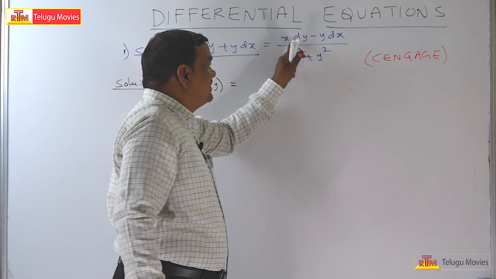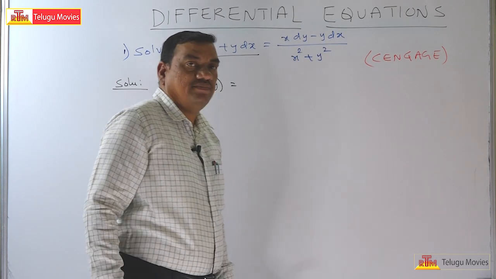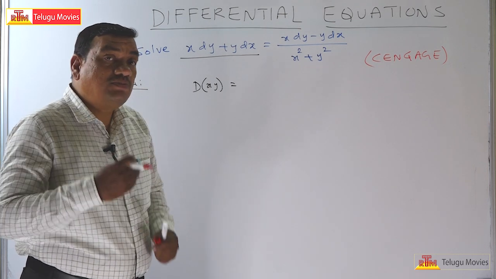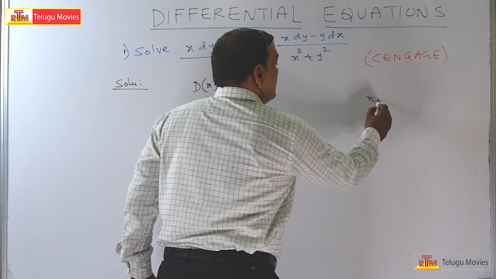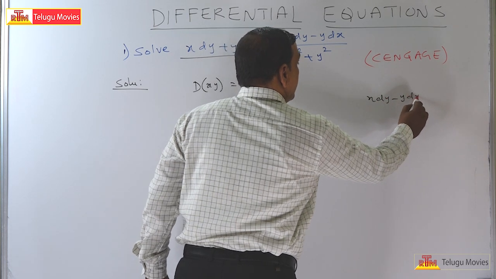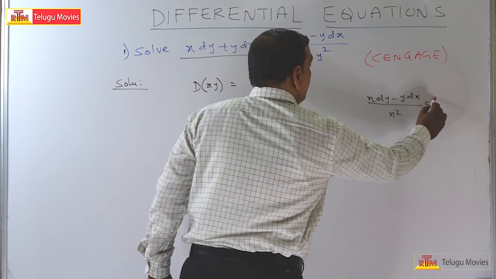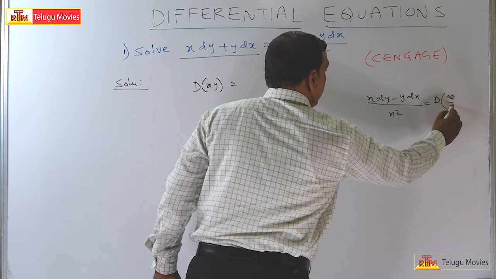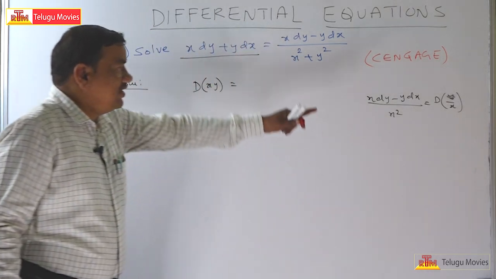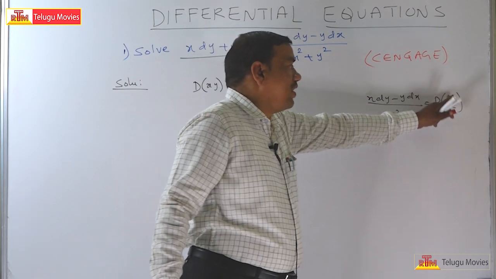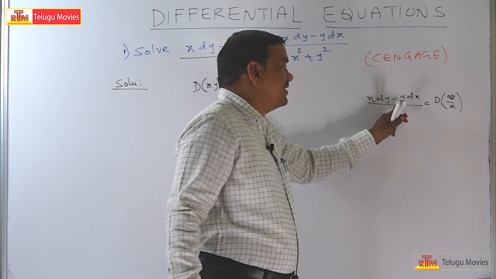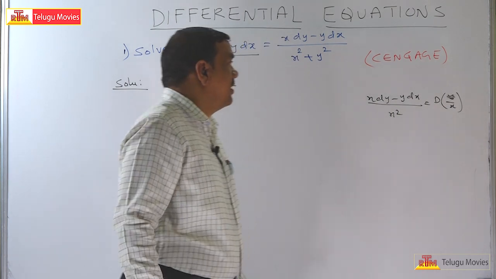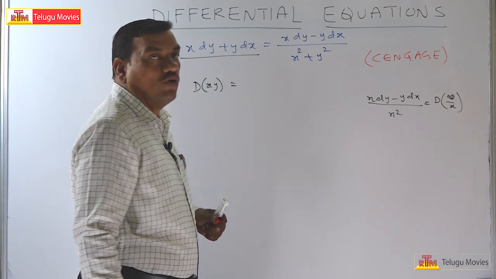See here, if x dy minus y dx is there in the numerator, and x square is in the denominator, that means x dy minus y dx by x square, you can write this as the derivative of y by x. By the division rule, y by x gives x into dy minus y into dx by x square in the denominator. But here x square is not there. Then how to do that?